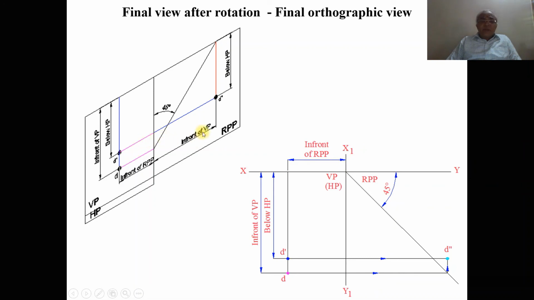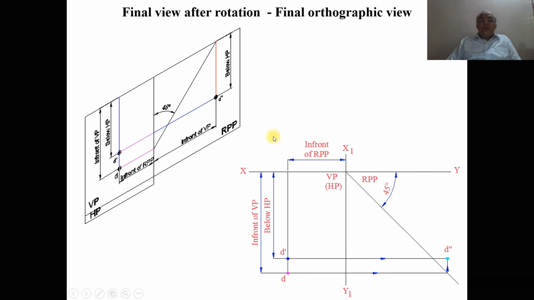Then when you see from the front side view, we can see both below HP and also in front of VP. Below HP is vertical here, below HP is vertical here, and below HP is also vertical here. So you project this directly onto the profile plane, RPP, the right profile plane. Then you want to transfer the distance of in front of VP, which is vertical, into horizontal. Then adjacent to HP, you draw a line which is inclined at 45 degrees, and then project the top view point onto that 45 degree line. From this intersection point, you draw a vertical projector to the top side, and where d dash is, on that line both will intersect, and you mark this point as d double dash.